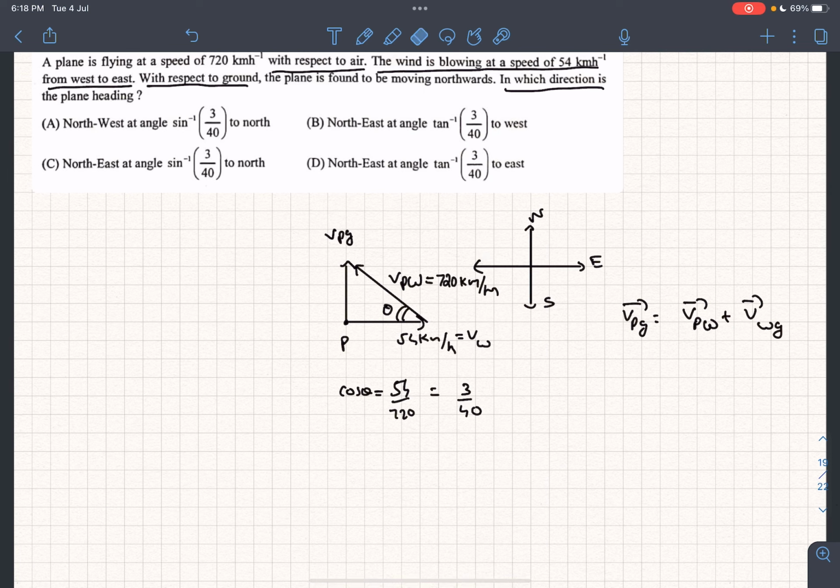So option A is that it is at a northwest angle. So basically it makes an angle of theta. So it is theta degrees north of west basically. Option A says that it is sine inverse of 3 by 40. So if this angle is alpha, then alpha is going to be sine inverse of 3 by 40. Option A says that it is sine inverse of 3 by 40 to the north, which is correct. So option A would be the answer to this problem.